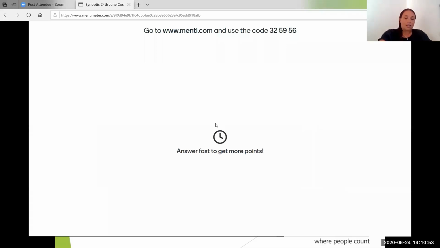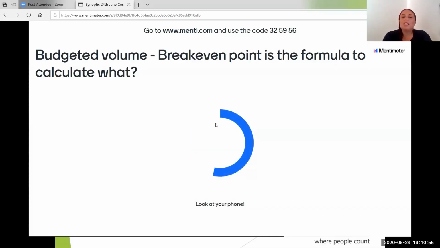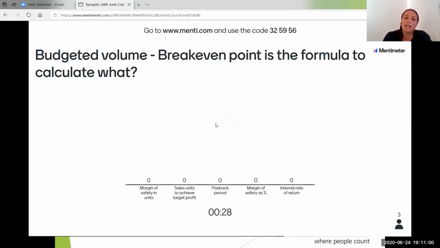Good. Another costing question. Budgeted volume less break-even point is the formula to calculate what? Margin of safety in units, sales units to achieve target profit, the payback period, the margin of safety as a percentage, or the internal rate of return. So you've got 14 seconds. If you're not sure, have a guess. You've got a 1 in 5 chance of getting that correct. But think about the formula. Think about what that potentially could be telling you and see if you can logically work out what that would be.